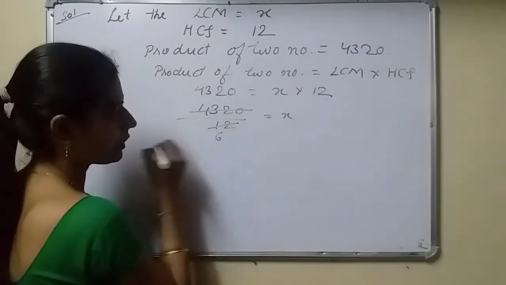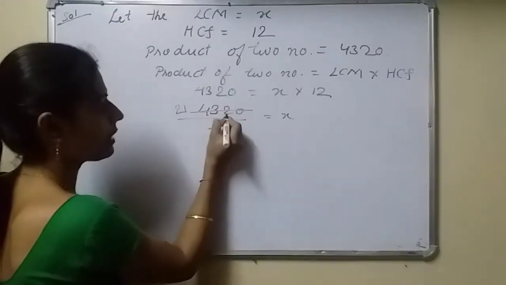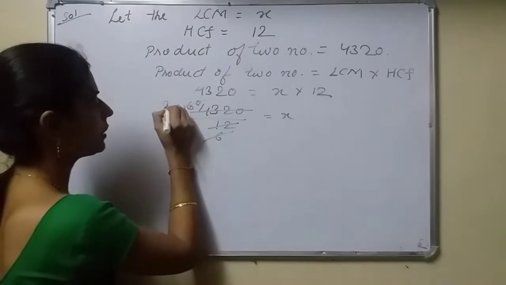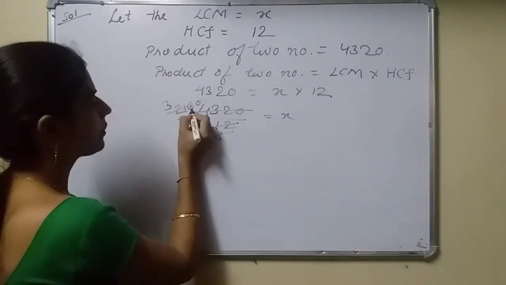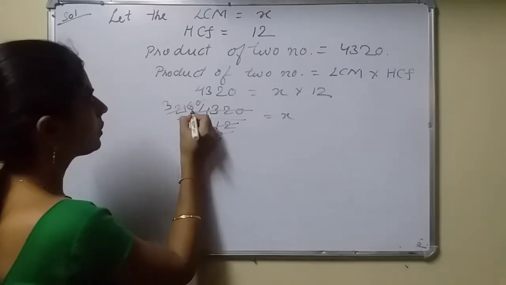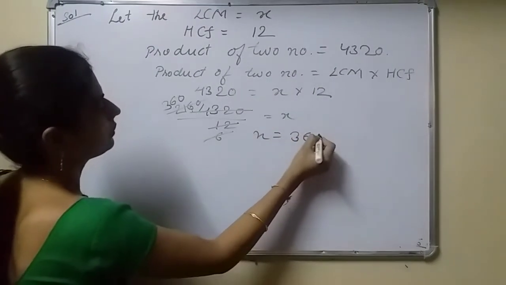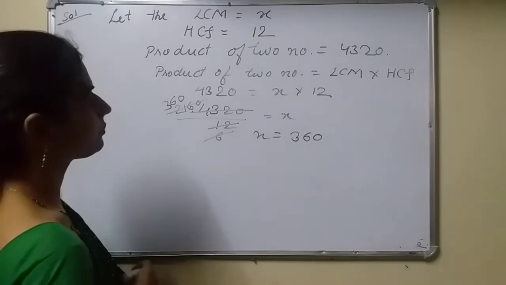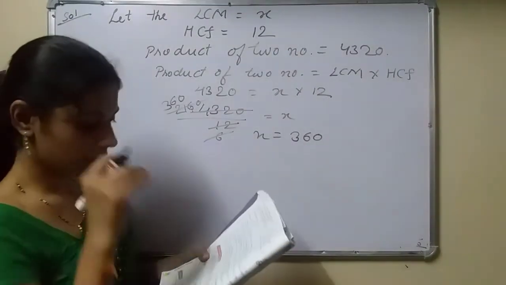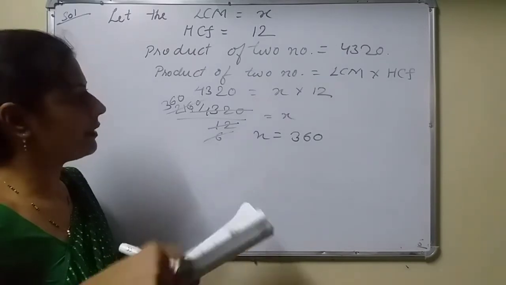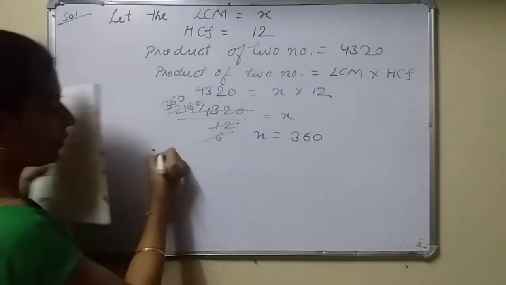Divide by 2, 2 6s are 12, 2 2s are 4, 2 1s are 2, remainder 1, 2 6s are 12, 0. Divide directly by 6, 6 3s are 18, 6 6s are 36, 0. X is equal to 360. Now see, if one of the numbers is 60, find the other number.